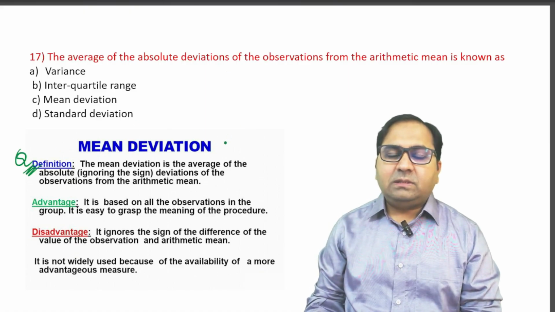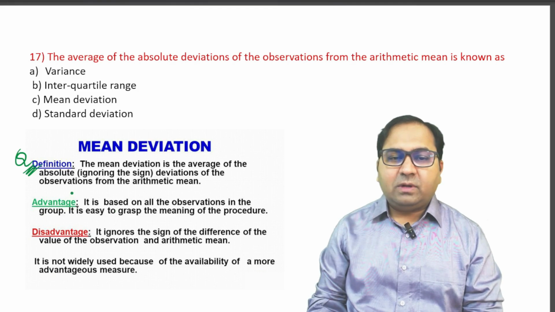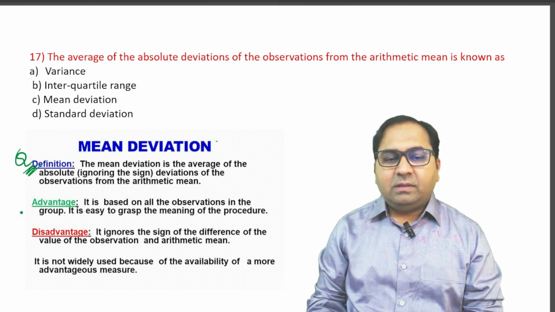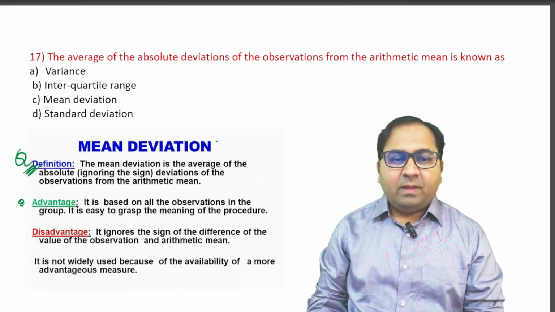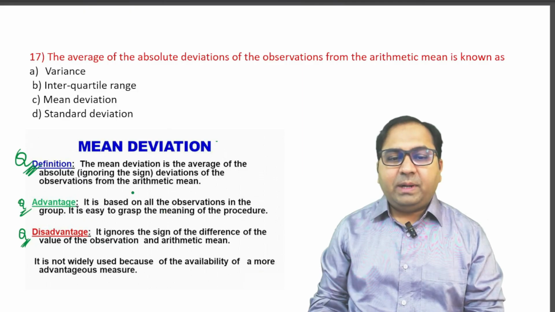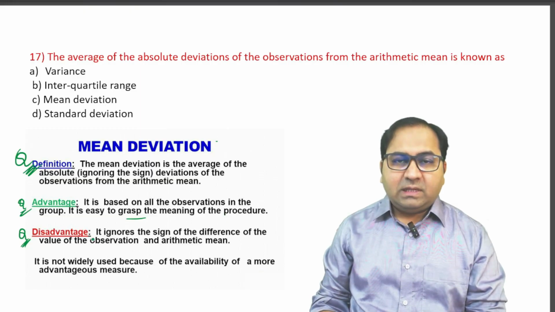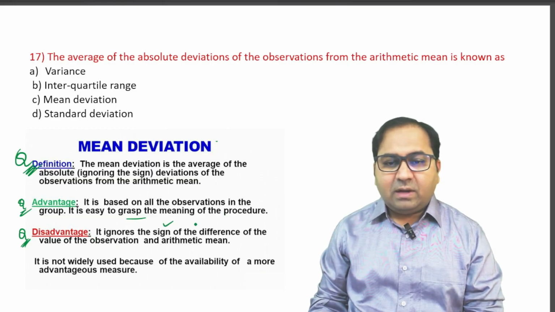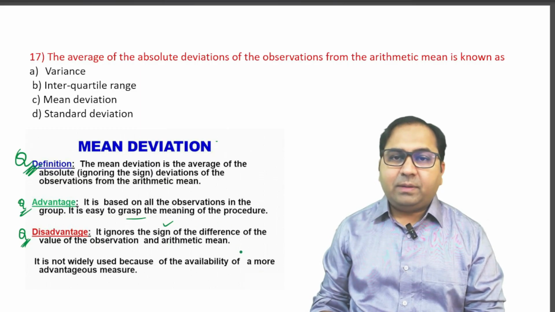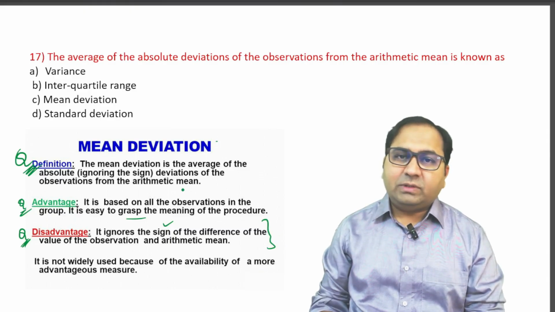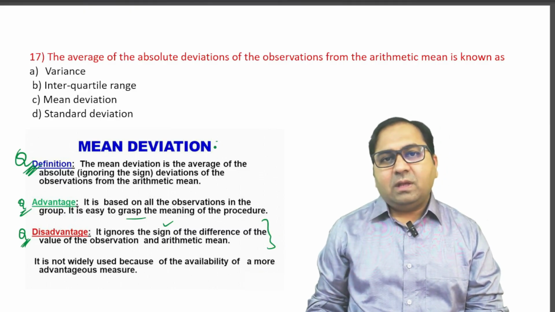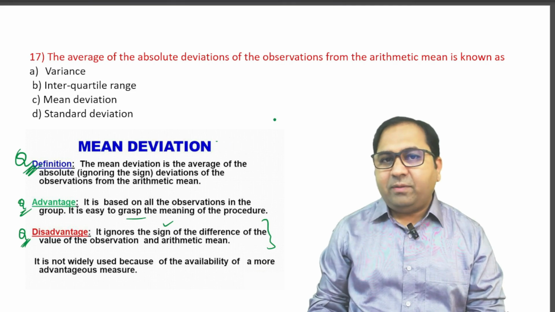We will go through the other theory or information given on mean deviation. These were asked previously as questions. Advantage was asked as a question, disadvantage was asked as a question. The advantage of mean deviation is that it is based on all the observations in the group and it is easy to grasp the meaning of the procedure. The disadvantage of mean deviation is that it ignores the sign of the difference of the value of observation and the arithmetic mean. Even this was asked some time back as a question. So you have to be perfect with the information on mean deviation.